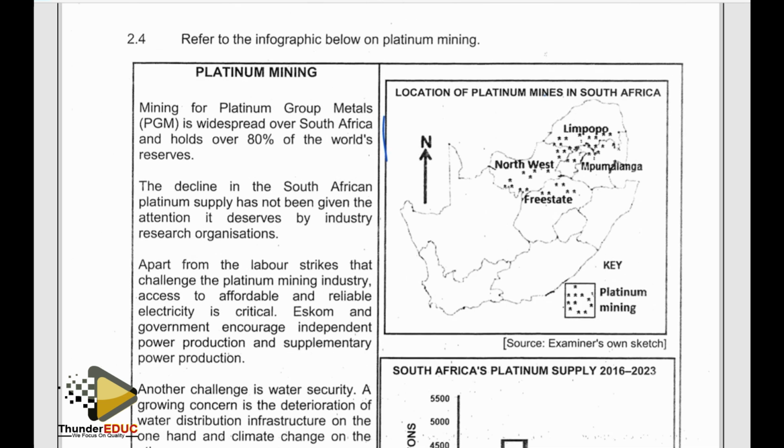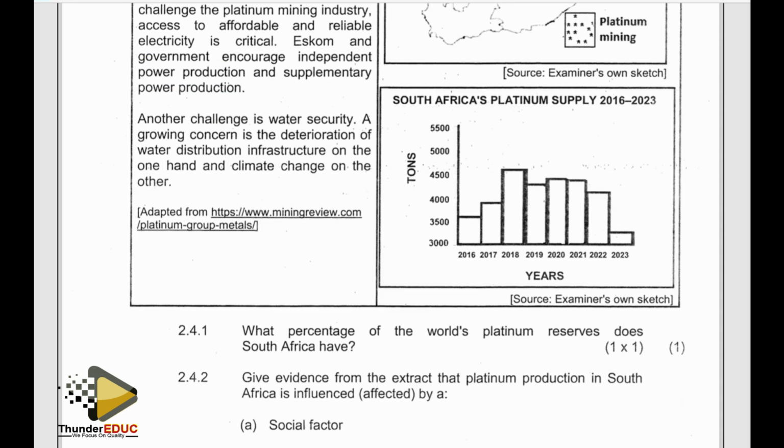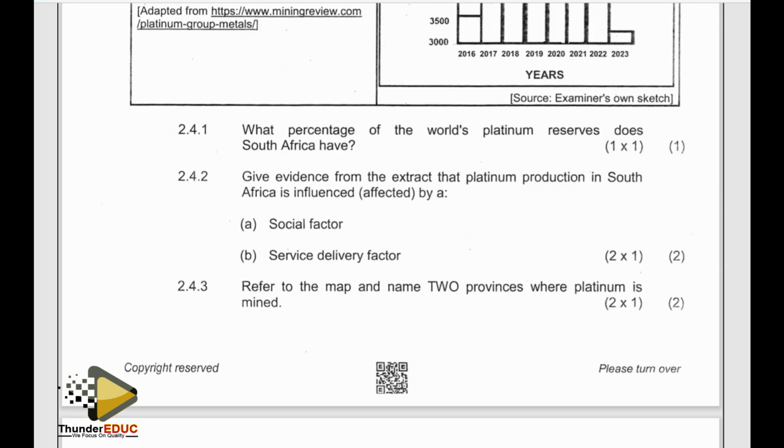If we come here, we find the answer here. Mining for platinum group metals, PGM, is widespread over South Africa and holds over 80% of the world's reserves. We are done with that one. We'll move on to the next question.